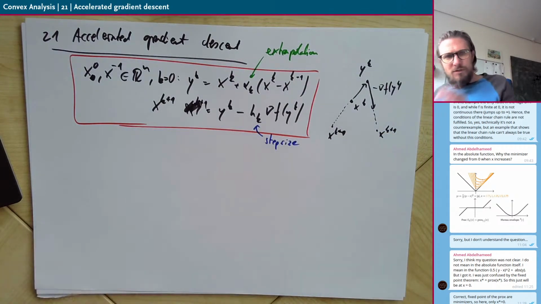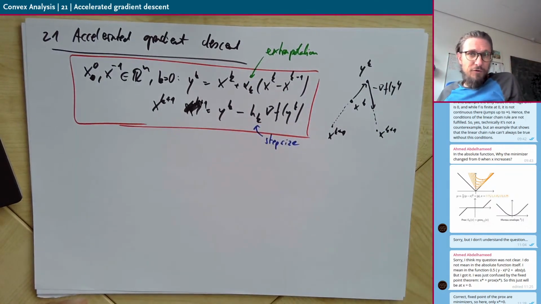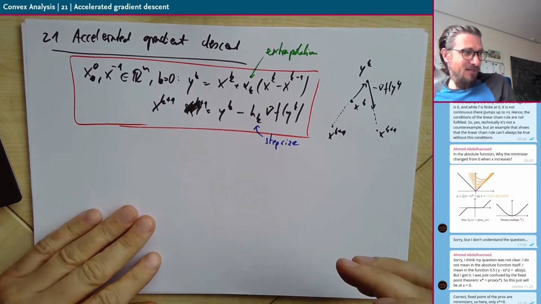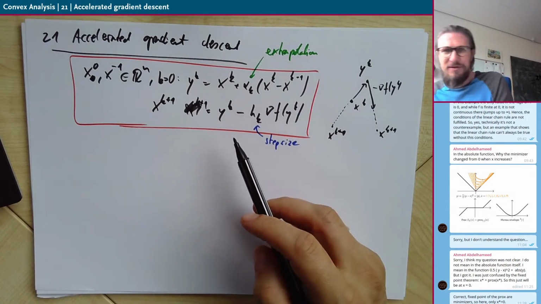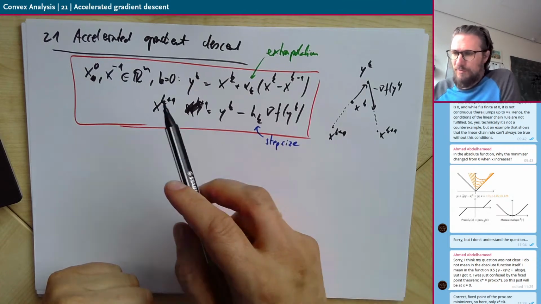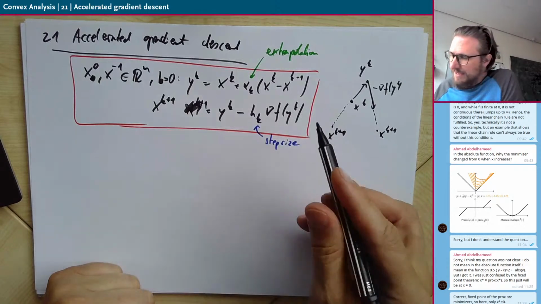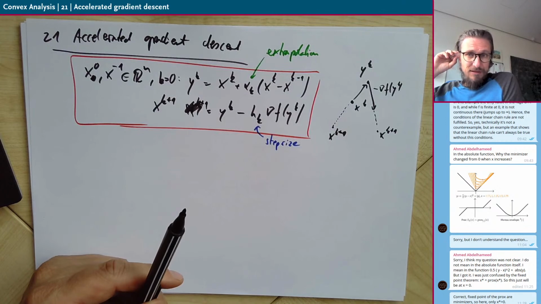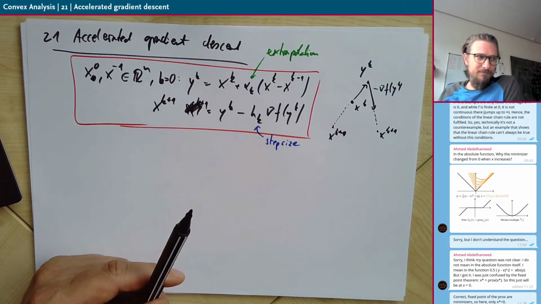Surprisingly, if you choose these things well, this method does converge. I can't give you an intuitive explanation why it does, but I can prove that it does. One thing which is true is that this method is not a descent method anymore, although it's often called accelerated gradient descent. What does it mean? It means that the values f of xk do not decrease in every step. They may increase and they may oscillate somehow, but they will go down in the end.